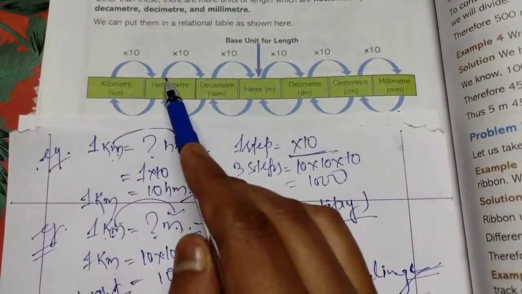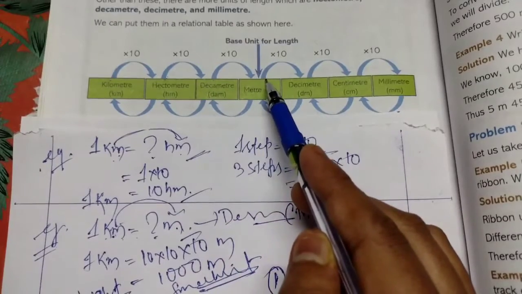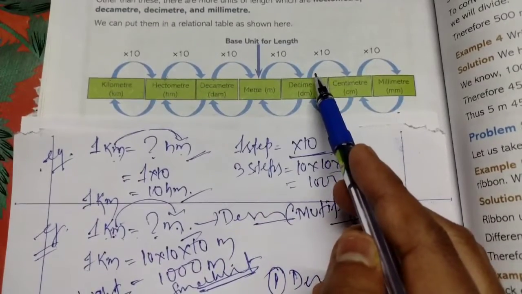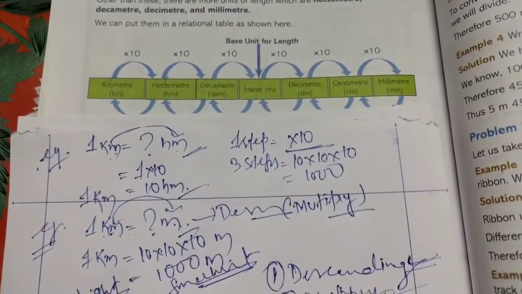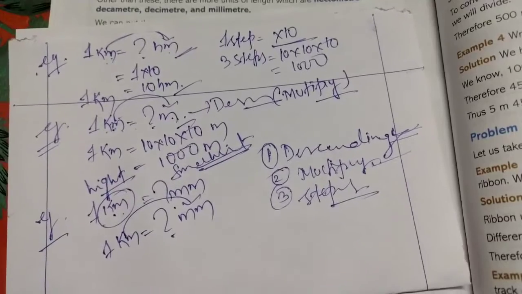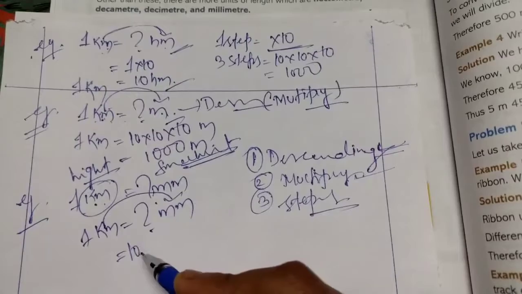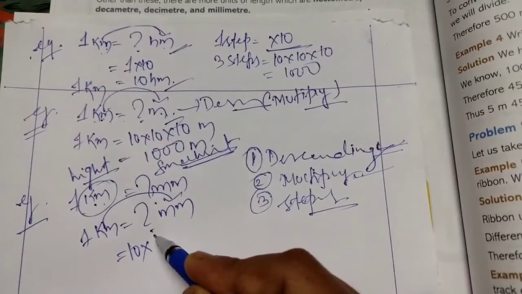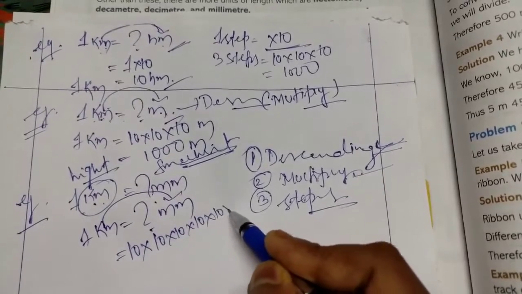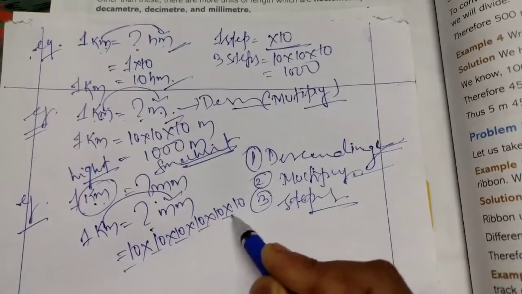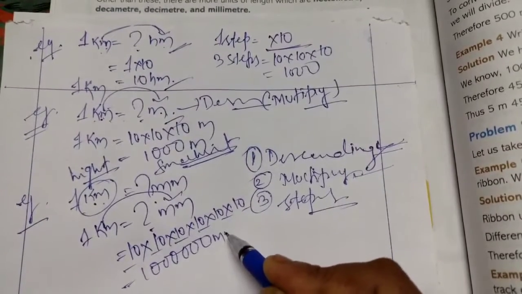Let us count. From kilo to hecto 1, from hecto to deca 2, from deca to meter 3, from meter to deci 4, from deci to centi 5, from centi to milli 6. That means 6 steps we have to cover. That means 6 times you have to multiply by 10: 10 into 10 into 10 into 10 into 10 into 10. That means 1 2 3 4 5 6 zeros.